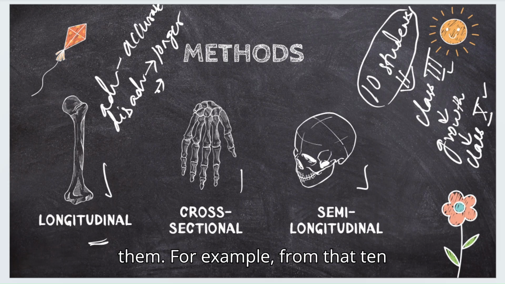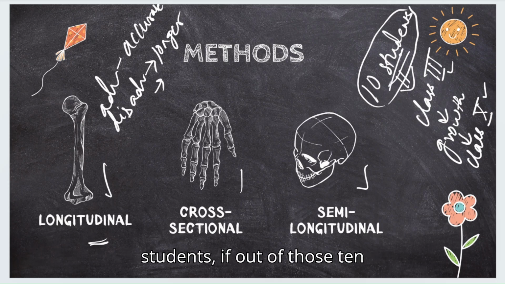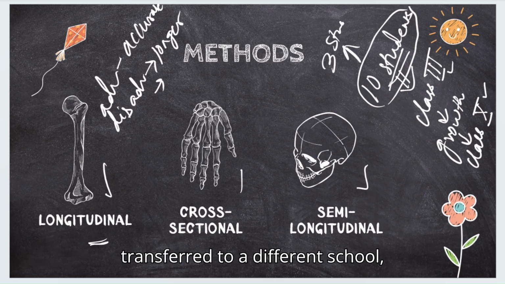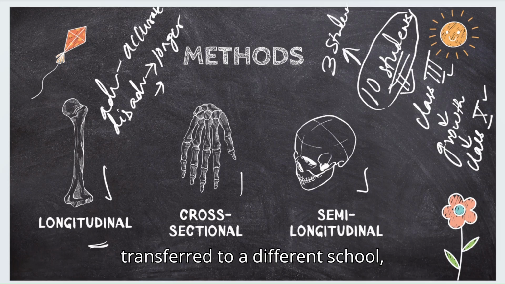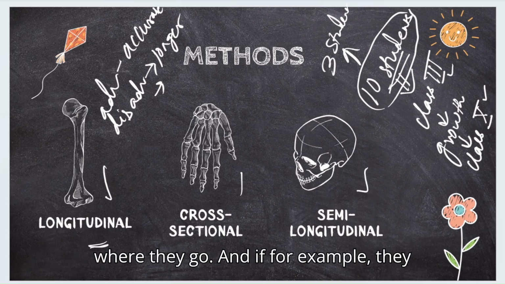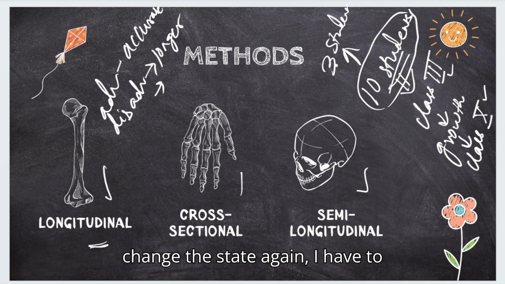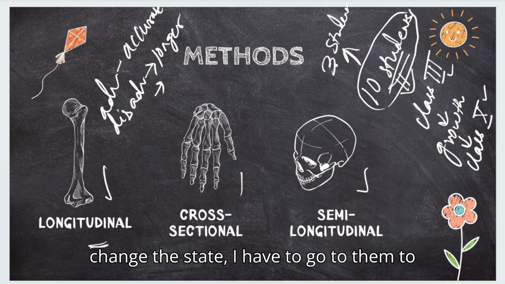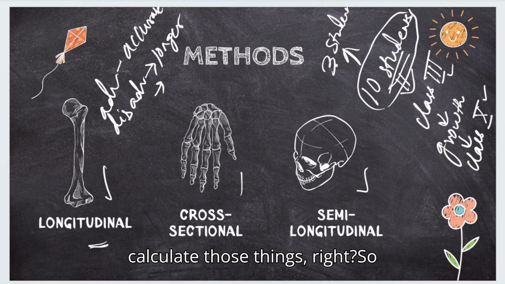For example, if out of those 10 students, 3 students get transferred to a different school, I have to find out where they go. And if they change the state, again I have to go to them to calculate those things, right? So these are the disadvantages of longitudinal studies.